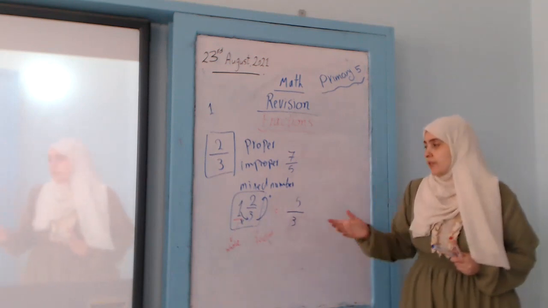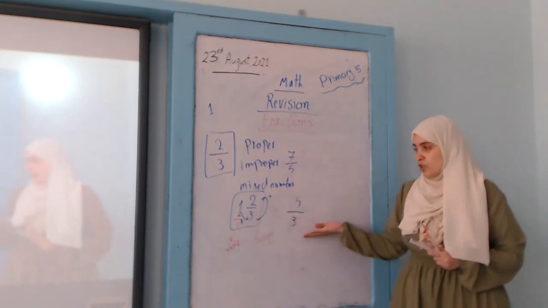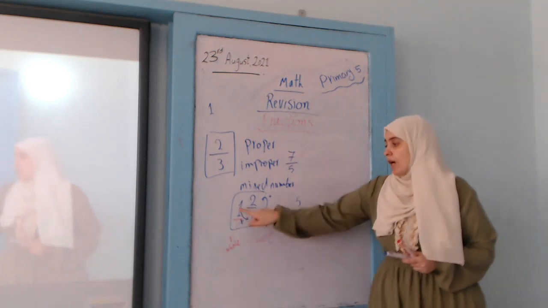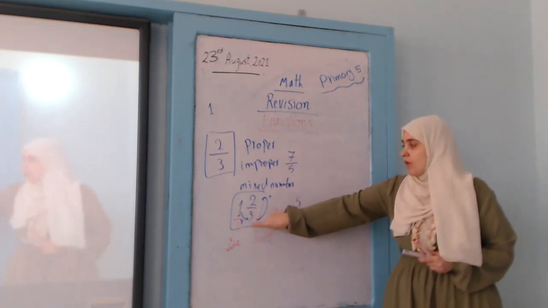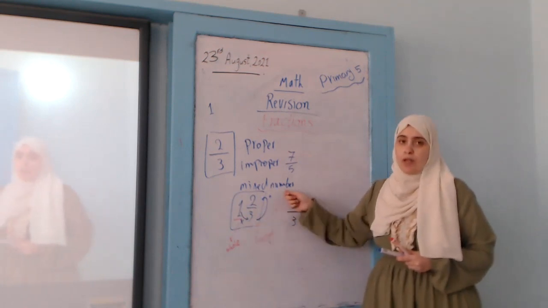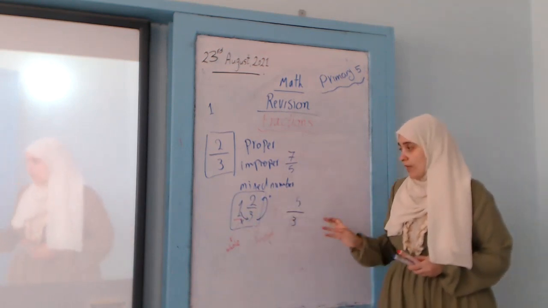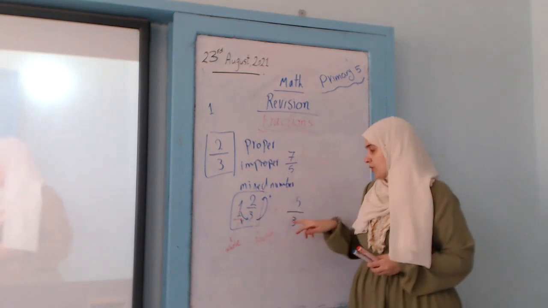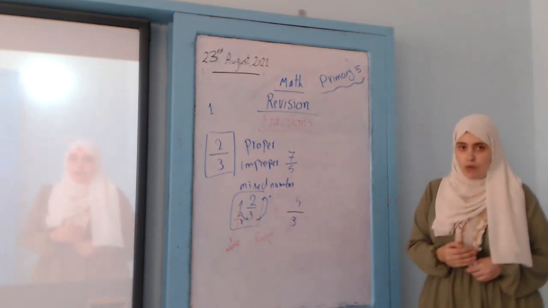So to convert any mixed number to a fraction or improper fraction, I will multiply by the denominator and plus the numerator. Multiply and plus, multiply and plus. Don't forget this. Okay, so 1 and 2/3 equals 5/3.